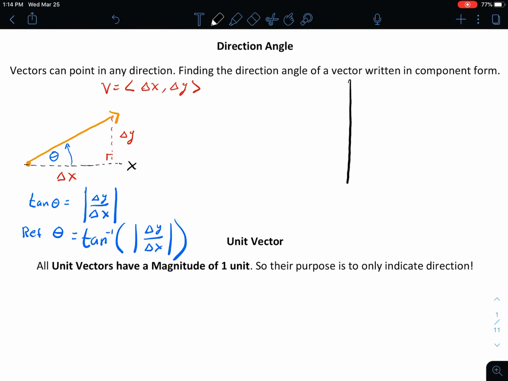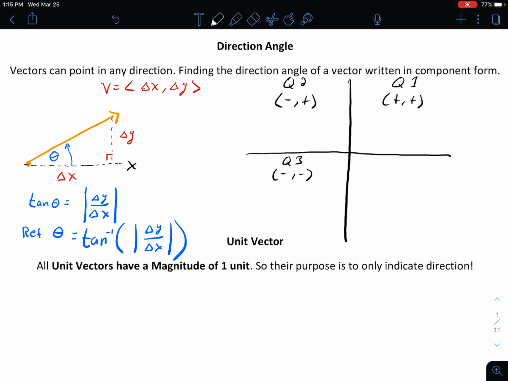So let's say by quadrant here, I have my different possibilities for where it could be pointed. Quadrant 1, where we have positive x, positive y. Quadrant 2, where we have negative x, positive y, in terms of the components. Quadrant 3, negative, negative. Quadrant 4, positive, negative.